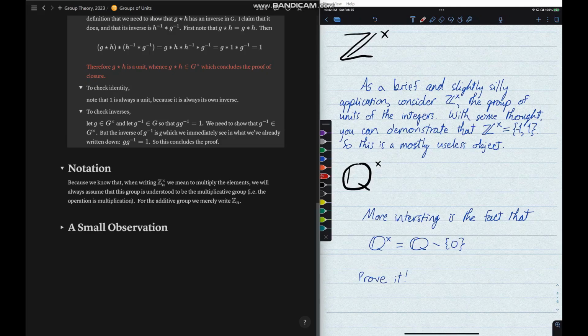I would just like to briefly, just because it's kind of a silly little application and also very brief, consider the group of units for the integers. The group of units for the integers, the set of all things that have multiplicative inverses in the integers, is just -1 and 1, right? Of course, 1 is its own inverse. -1 turns out to be its own inverse under multiplication. No other integer has a multiplicative inverse. So this is a mostly useless object. We won't talk about it pretty much at all.